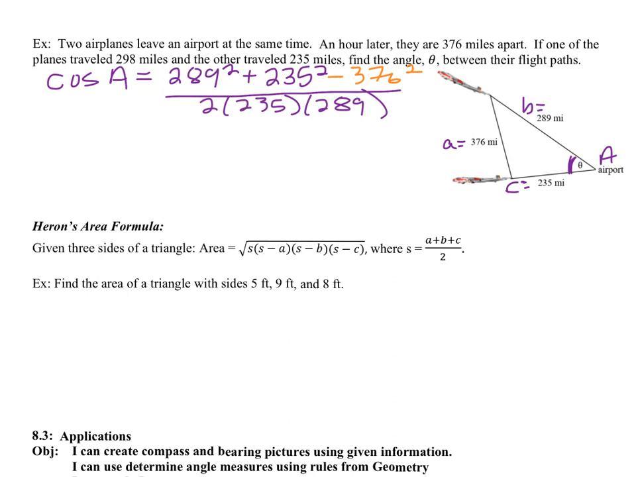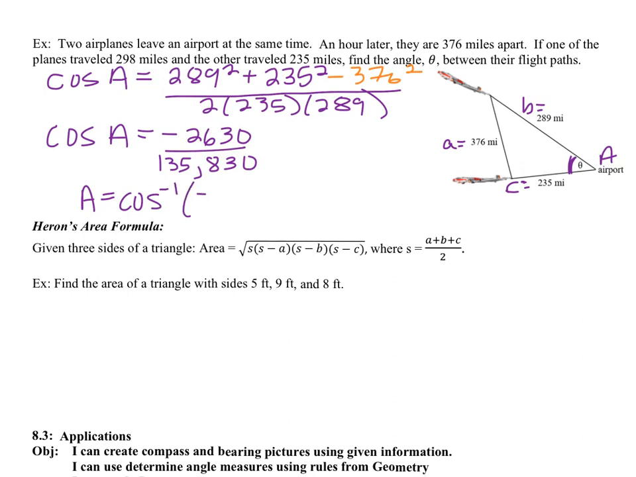If we enter the top into our calculator, we actually get a negative answer. Negative 2,630. The denominator, we would get 135,830. If that's the cosine fraction, we'll take the inverse to get our angle measure. The cosine inverse of negative 2,630 divided by 135,830. Now this is a degree answer.